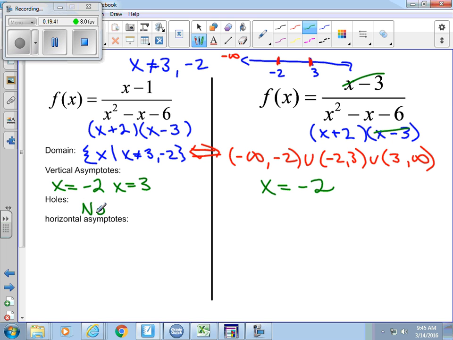This one has no holes because nothing canceled. This one has a hole at 3. Where do you think the hole came from? The x minus 3 that canceled. So the holes are the things on the bottom that cancel.